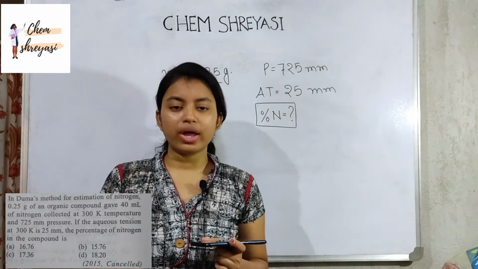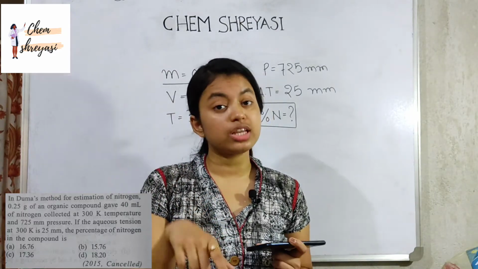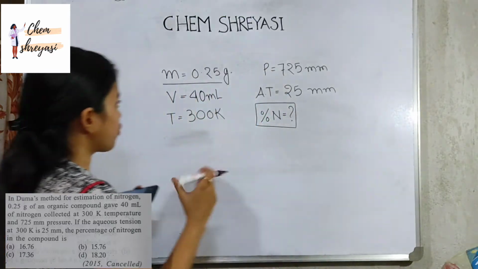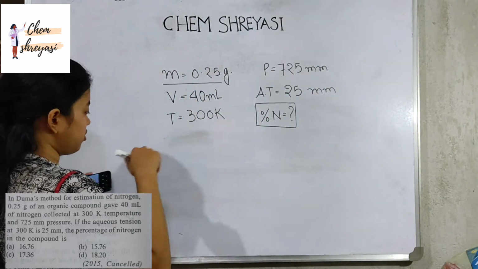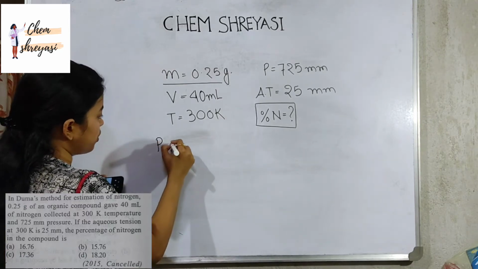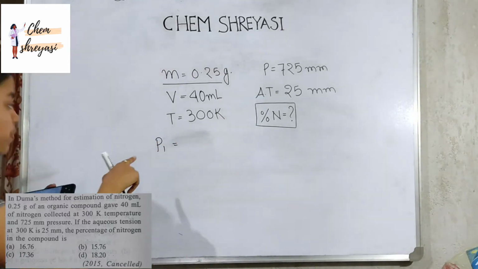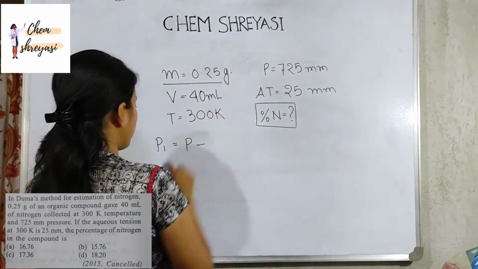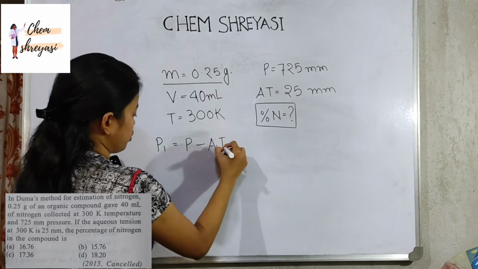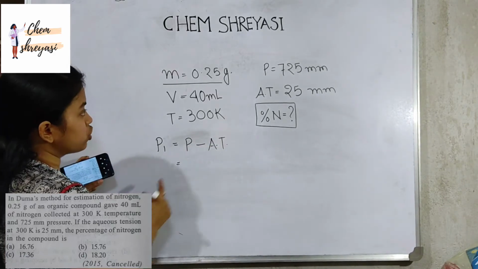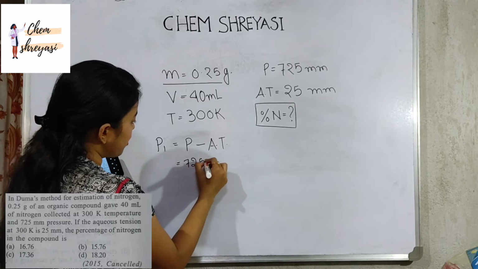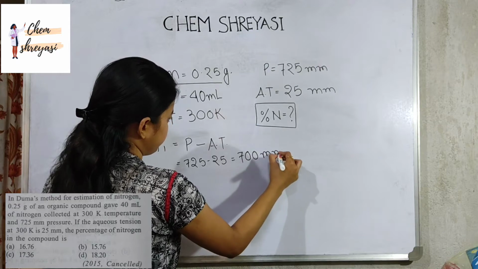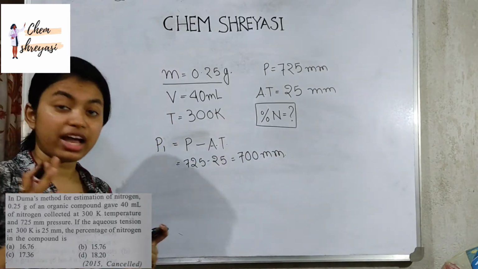We know that when the pressure of nitrogen is different from the atmospheric pressure, we get the actual pressure of nitrogen by subtracting. The actual pressure, which I'll denote as P1, is the pressure minus the aqueous tension. So the actual pressure of nitrogen will be 725 minus 25, which equals 700 mm. So we got the actual pressure.